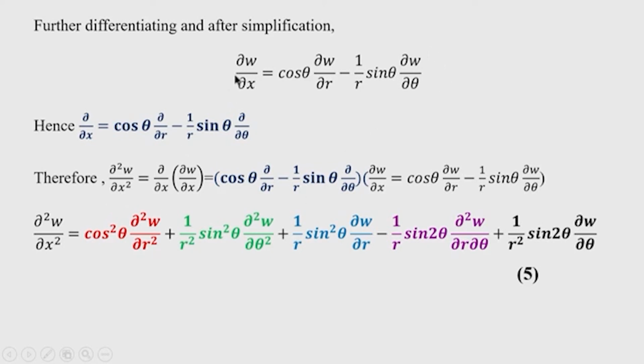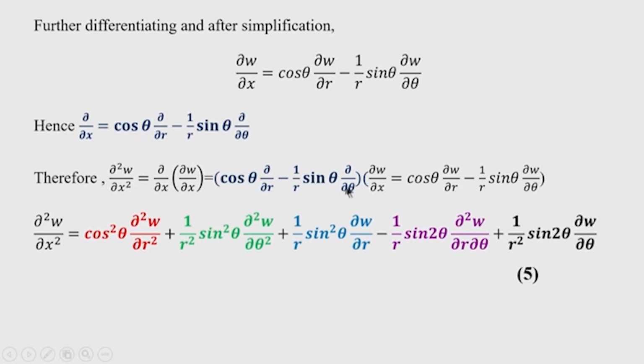Now, to take the second derivative of del w by del x, we write del square w by del x square equal to del by del x, that is differentiation of del w by del x again with respect to x, to find out the second derivative. Now, here you can see that d by dx, that is the operator, we have already found out.